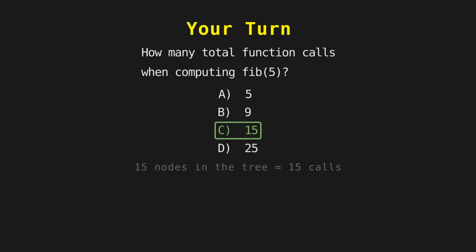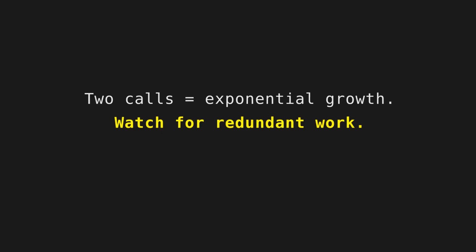15. The fib of 5 tree has 15 nodes, and each node is 1 function call. That's a lot for just the 5th Fibonacci number. 2 recursive calls means exponential growth. Watch for redundant work. That's the key.